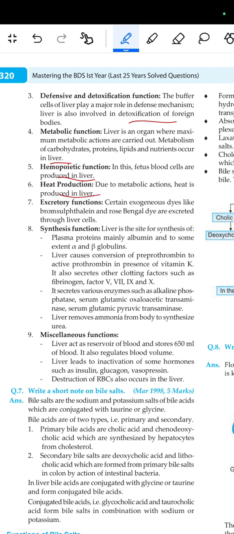Excretory function: certain exogenous dyes like bromsulphthalein and rose bengal dye are excreted through the liver cells. Synthesis function: the liver is the site for the synthesis of plasma proteins, mainly albumin, and to some extent alpha and beta globulins. The liver causes the conversion of pre-prothrombin to active prothrombin in the presence of vitamin K. It also secretes other clotting factors such as fibrinogen and factors 5, 7, 9, and 10. It secretes various enzymes such as alkaline phosphatase, serum glutamic oxaloacetic transaminase, and serum glutamic pyruvic transaminase. The liver removes ammonia from the body to synthesize urea.